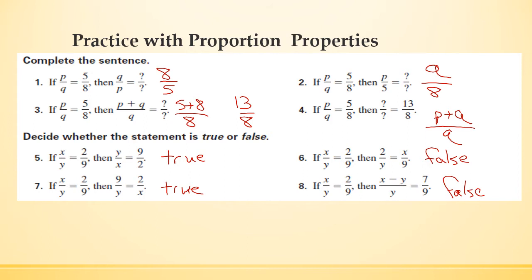But number 8 is the one that's a little tricky. If they had written a -7 instead of just a 7 on there, that would have been actually a true statement, okay? Because you're subtracting the y on both.